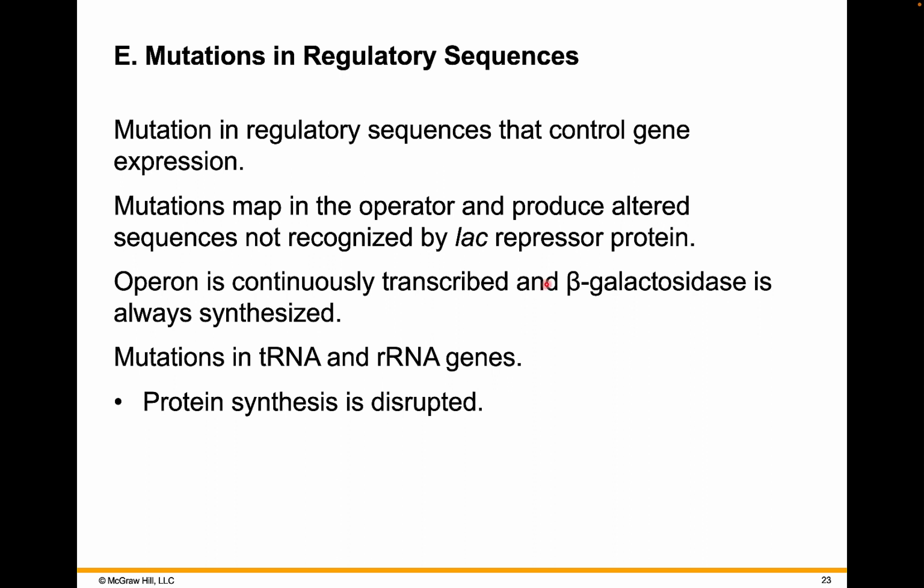E. coli is still making all the beta-galactosidase, permease, and transacetylase all the time, because there is a problem with the lac repressor protein. It cannot bind to the operator to stop the gene expression. And we also talked about the tRNA and ribosomal RNA genes, where protein synthesis can be disrupted.